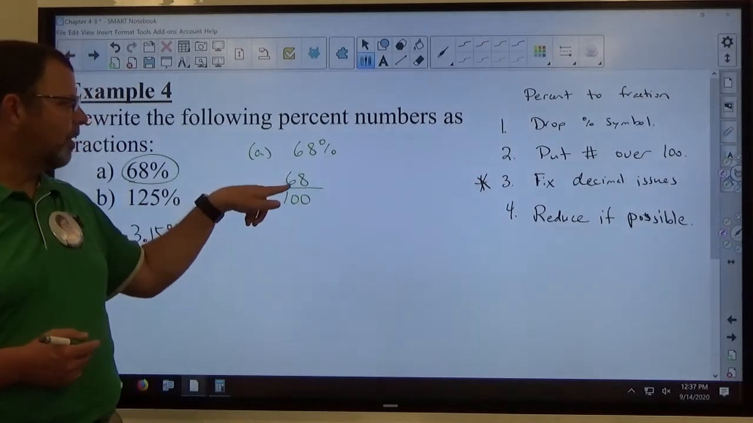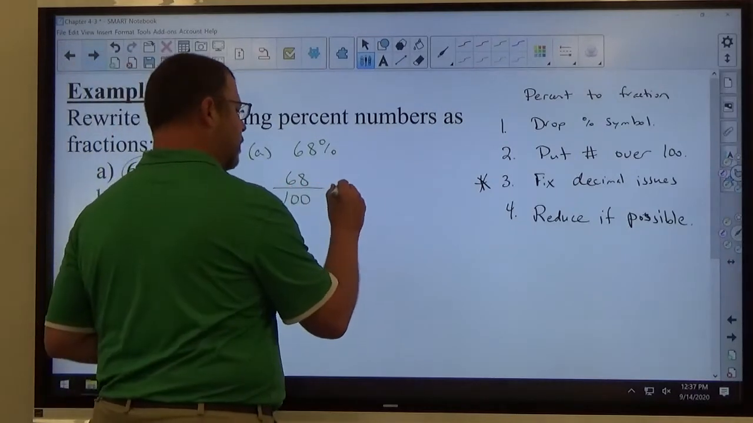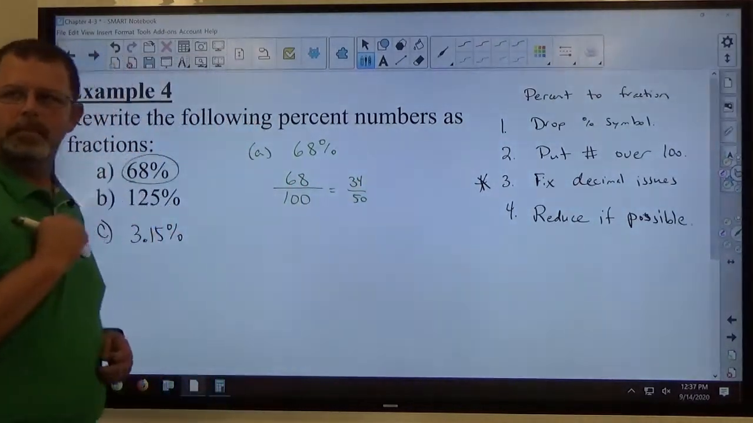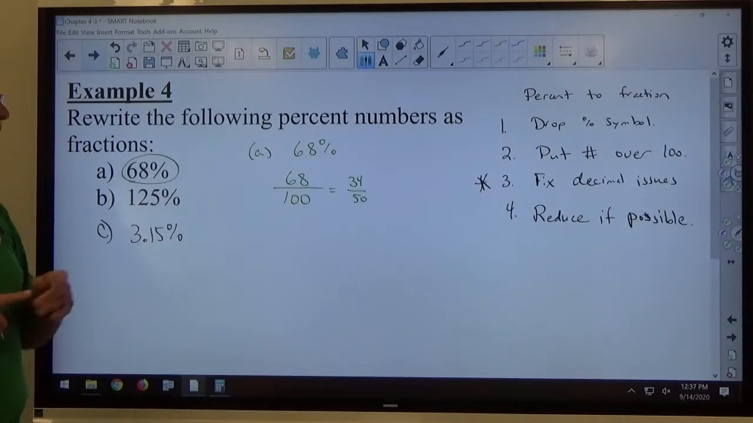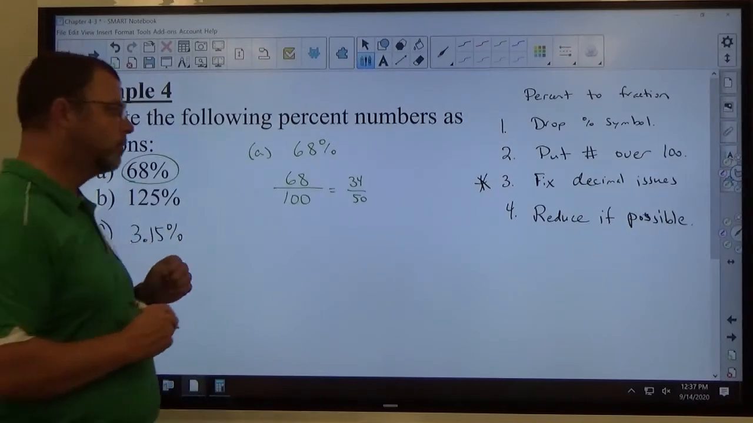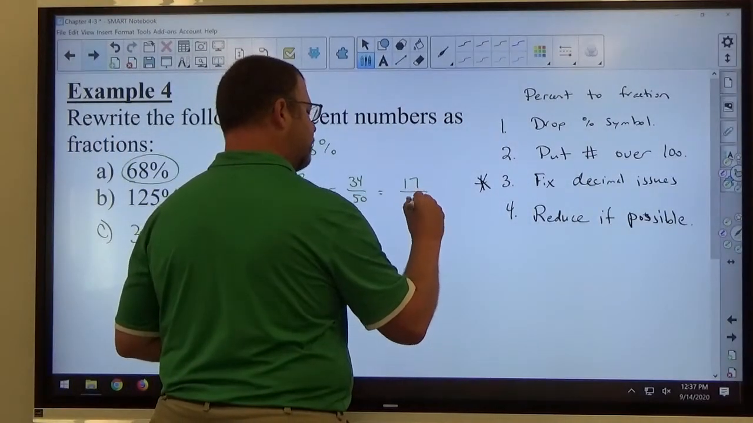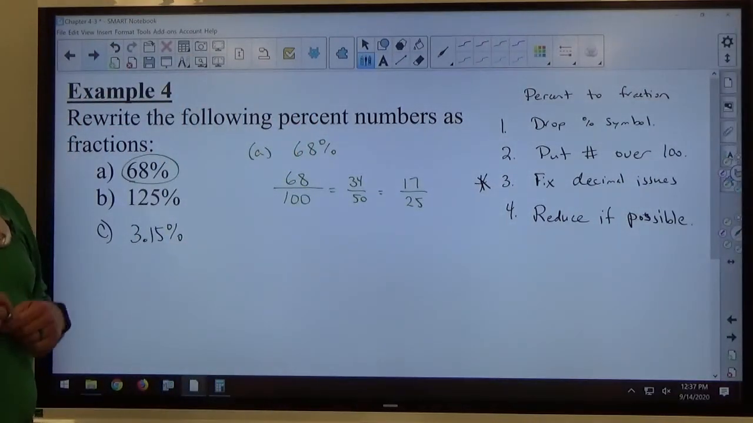So does 68 divide by 5? No. Does it divide by 2? Yes, sure does. So if we divide by 2, we're going to get 34 on top, and 50 on the bottom. Still have 2 and 5 to go, right? Because 50 still divides by 2. Does 2 go into 34? Yes. So 34 divided by 2 is 17, 50 divided by 2 is 25. And again, 17 doesn't end in 5 or 0, so it doesn't divide by 5. So that's how you're going to reduce.